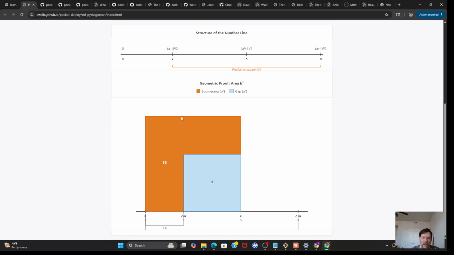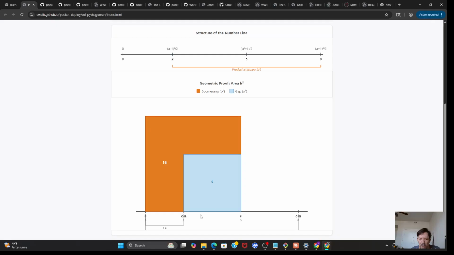Or another way to see it is just imagine that this part of the rectangle is flipped up here. So you've got one big rectangle like this, and then you're going to have C minus A times C plus B. That is the area of the boomerang, C minus A times C plus B. So that is a geometrical representation of the identity that we're talking about. We've got A squared, that's this square here, the distance from the midpoint to the endpoint.